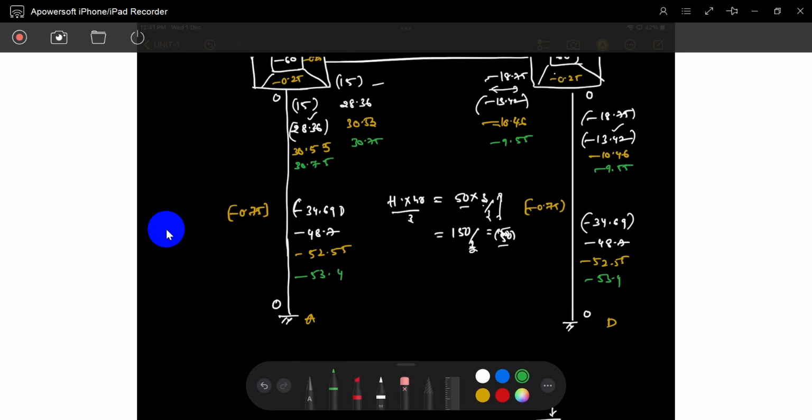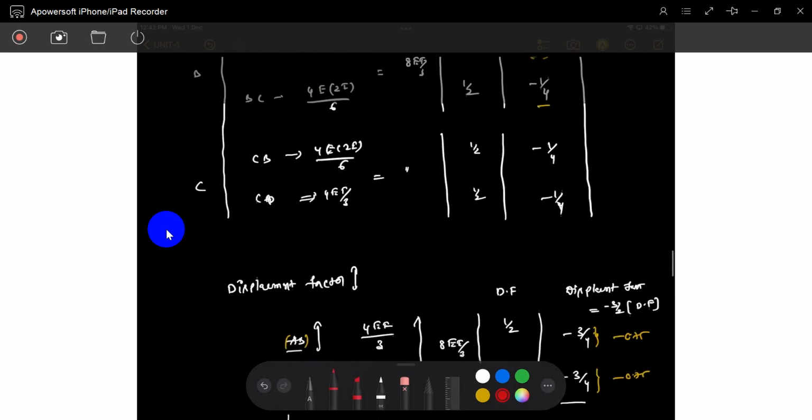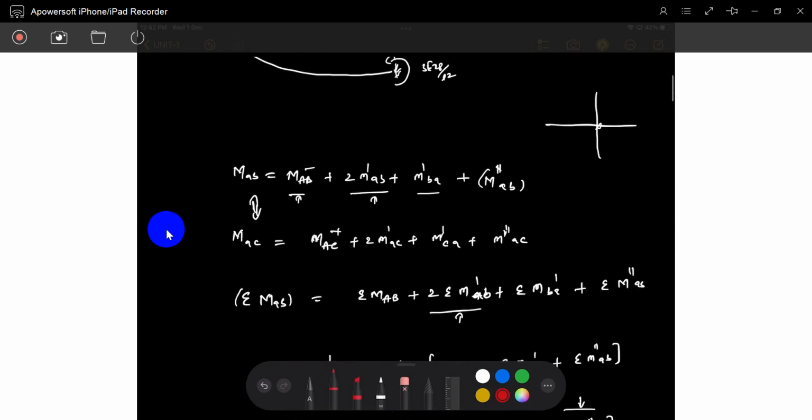Once you got these values, what is the final end moment? That's the question now. You already know what the final end moment is. First I will write it.